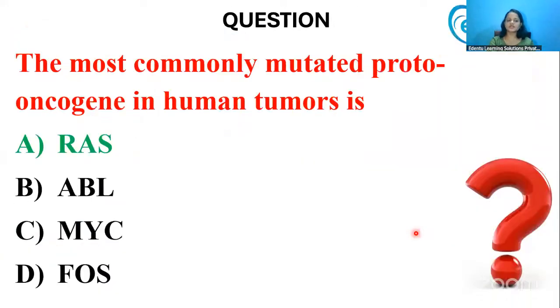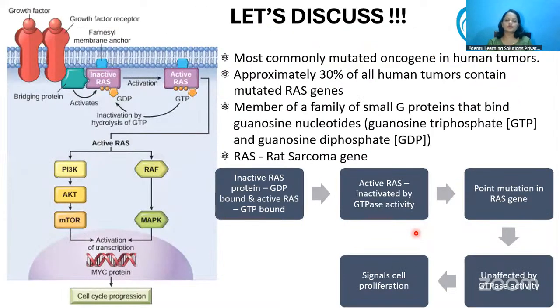In the question it was asked, which is the most commonly mutated proto-oncogene in human tumors. The most commonly mutated proto-oncogene in human tumors is this RAS gene only. RAS stands for rat sarcoma gene, because these genes were first isolated in a sarcoma of the rat. Around 30% of all human tumors contain this mutated RAS gene.